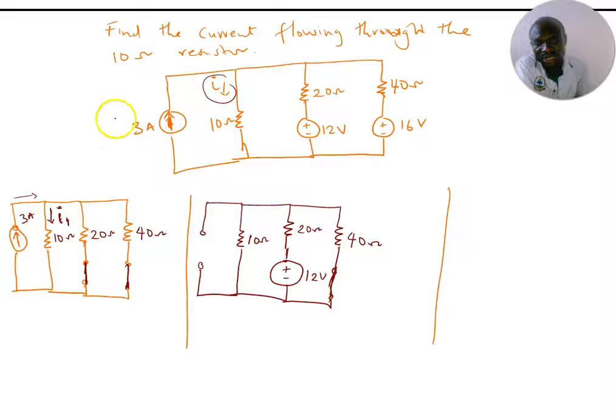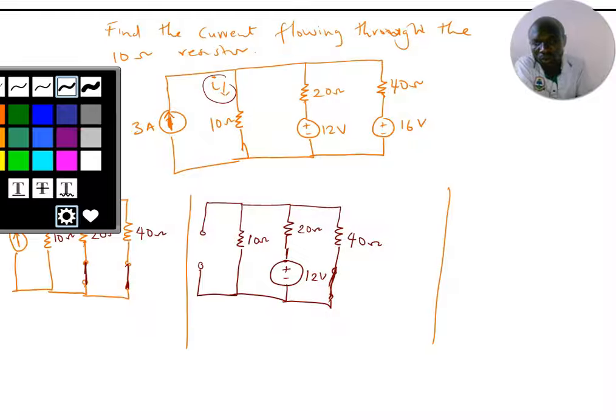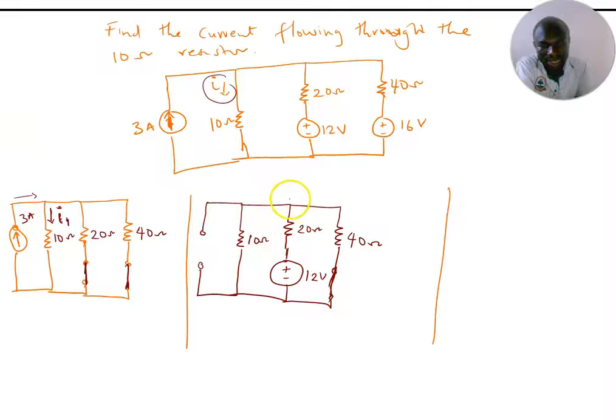Our 12 volt is also there. So assuming the 12 volt is supposed to produce current, when it gets here, it moves upward like this. When it gets to this path, it will be moving downwards. That gives us I2. Since it's moving in the same direction, it's going to be positive. Then the last one, what do we do?